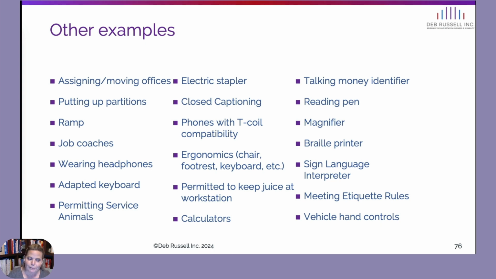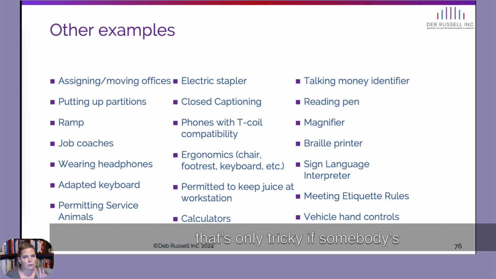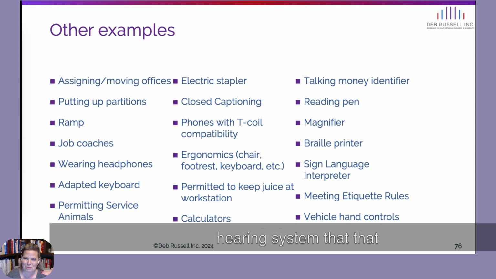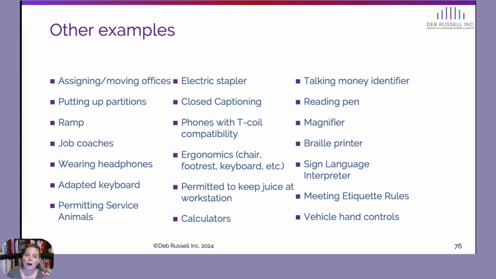Adaptive keyboards, permitting service animals, that's only tricky if somebody's allergic. Electric stapler, I already covered that one. Closed captioning, I covered that. Phones with T-coil compatibility, meaning that they link into a cochlear implant or a hearing aid so that the sound goes directly into the part of the hearing system that receives that information.